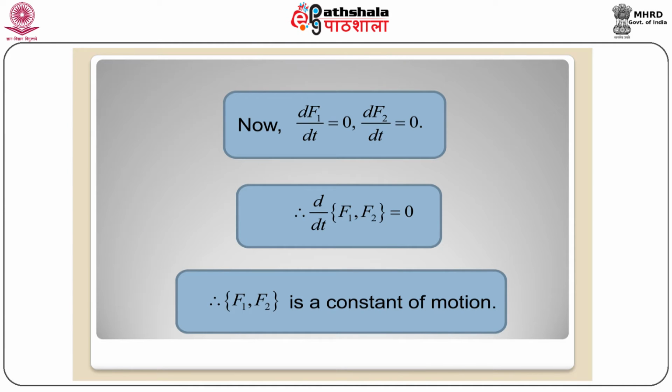If capital F1 and capital F2 are two constants of motion, then they are independent of time. So, we have d/dt of capital F1 equal to 0 and d/dt of capital F2 equal to 0. Therefore, d/dt of the Poisson bracket of capital F1 with capital F2 vanishes. From this, one can say that the Poisson bracket of capital F1 with capital F2 is a constant of motion. We shall use this result in searching for the constants of motion.